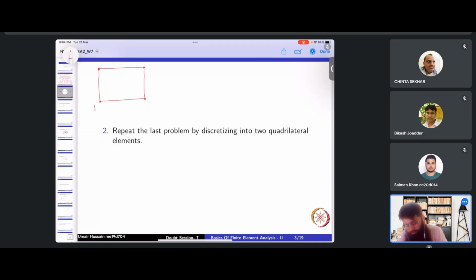I'll repeat this global node numbering 1, 2, 3, 4. So we have to break into two elements. We can draw this line. Now we have node 5 and 6. We have element 1 here, element 2 here. So I'll just number the local nodes 1, 2, 3, 4 anticlockwise here, and again 1, 2, 3, 4 anticlockwise here. So can someone tell me the connectivity matrix now?